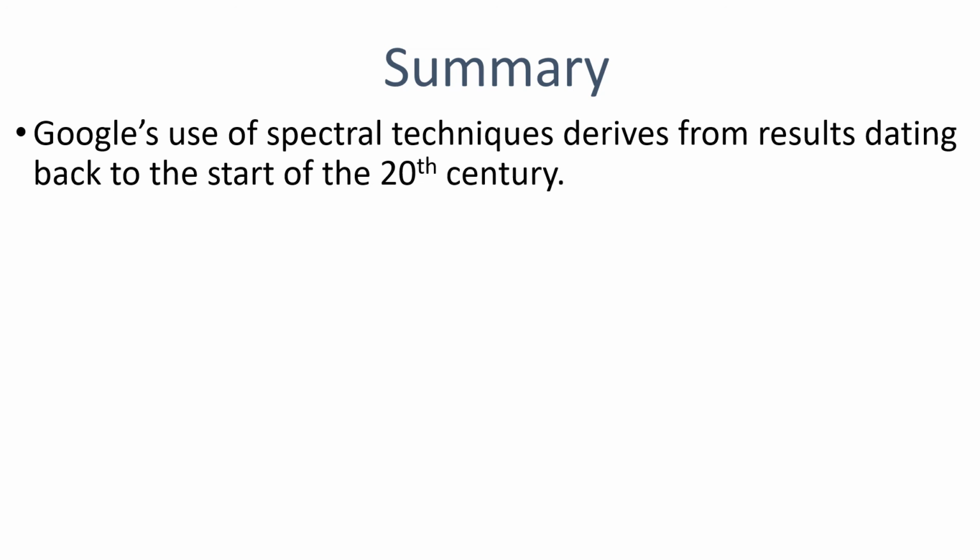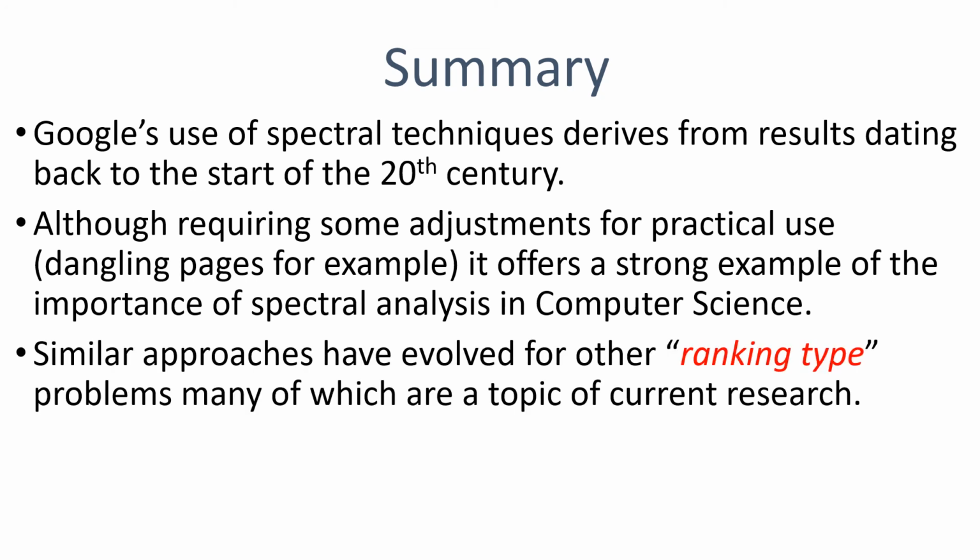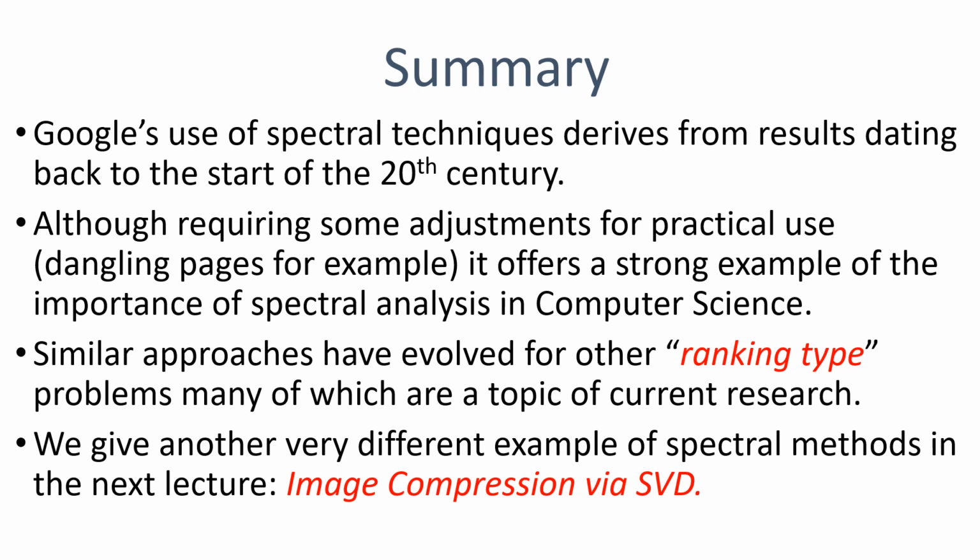Google's use of spectral methods dates back to work from the earliest years of the last century. And although it needs some adjustments, this dangling page problem for example, it is a strong indication of why spectral methods are important as an application tool in computer science. They can also be adapted, in addition to this web page problem, to other types of ranking problem. I gave a few examples at the end of the previous lecture. What I'm going to move on to next, however, is a very different application, the use of spectral methods as a technique to provide image compression using this singular value decomposition approach.